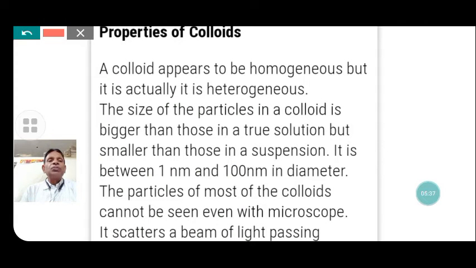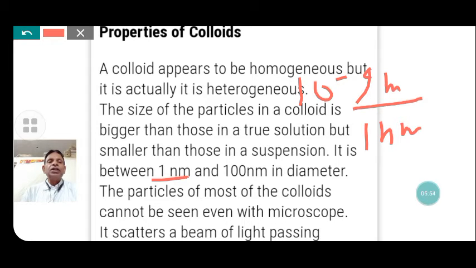The size of particles of a colloid is bigger than those of a true solution, but smaller than those of a suspension. It is between 1 nanometer, that is 10 to the power minus 9 meter, and 100 nanometer, which becomes 10 to the power minus 7 meter.